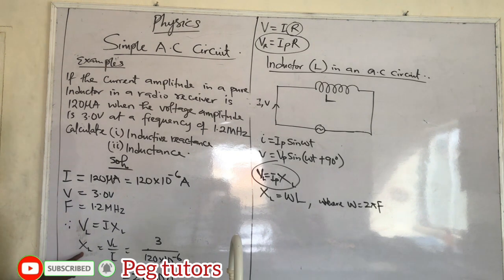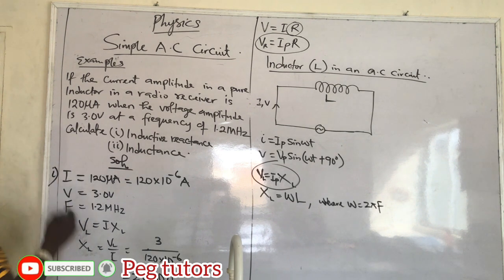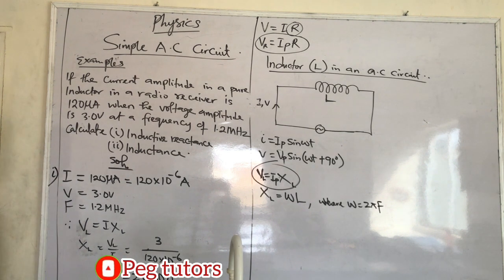So this is my answer. Remember, reactance is an opposition, like resistance, so it is in ohms. That is the first one they asked us to calculate, so it is 2.5 times 10 raised to power 4 ohms.